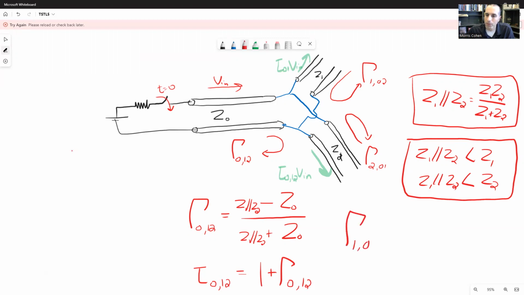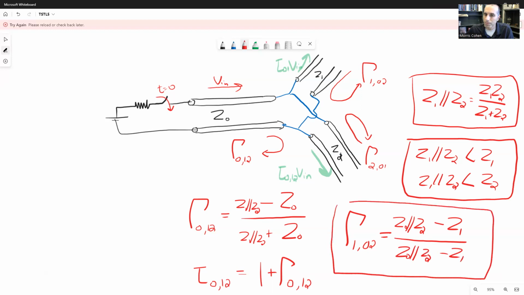Gamma 1,0,2 is the reflection coefficient for a wave that is coming backwards on Z1 and arrives at this junction. When it arrives at this junction, it's going to see a parallel combination of Z0 and Z2. So we're going to write Z0 parallel Z2. That's our substitute for our load impedance minus the line that's carrying it there, divided by the sum of those two. You can repeat the same thing for gamma 2,0,1, and the same for the transmission coefficients as well. So that's called a parallel fan-out.